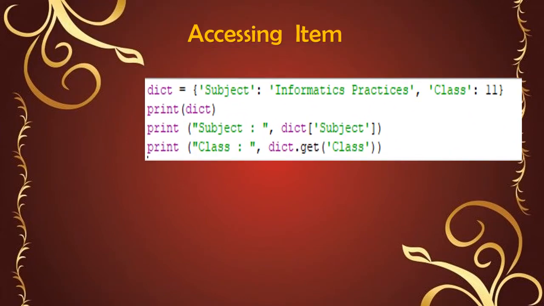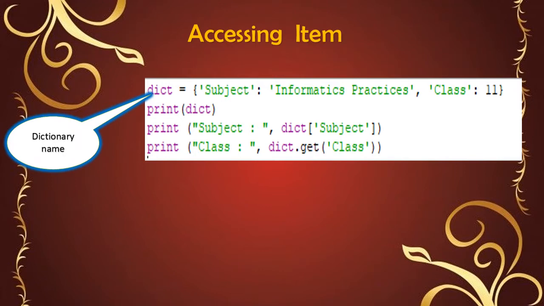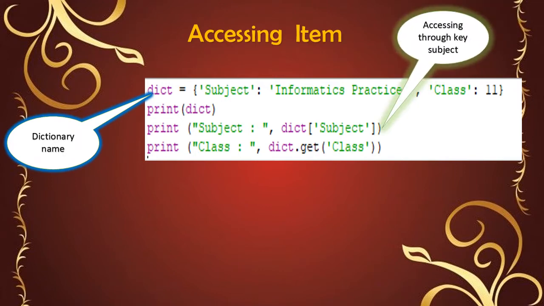Next, how can we access a dictionary item? See the example. First, a dictionary is created with two keys, subject and class. The subject value is informatics practices, and the class value is 11, and then the dictionary is printed. Next, to access a particular item from the dictionary, we can use dict square bracket of the key you want to access. The key name we can give. Here I have given the subject key, so that value will be printed.